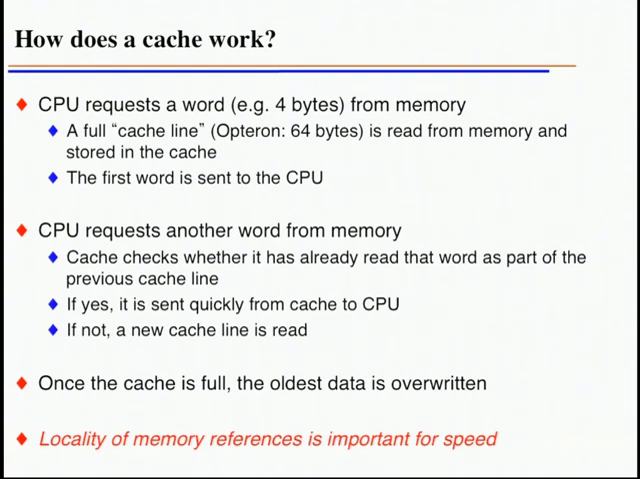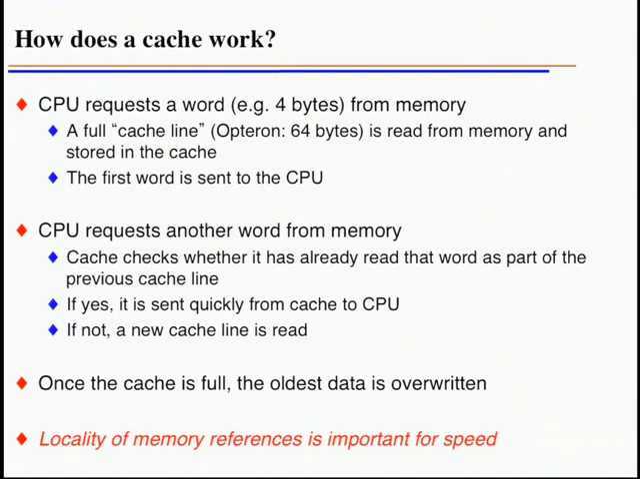So if now the CPU for the next operation wants another word, the cache will first check, have I already loaded that in the previous cache line? And if it has, it can immediately respond and give the CPU what it wants. If it's not in the cache yet, then, well, it needs to again go to memory and load another cache line.